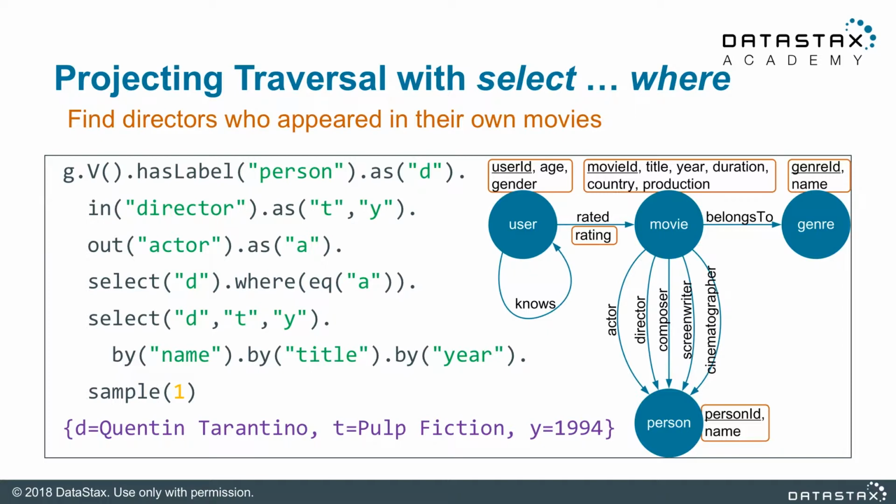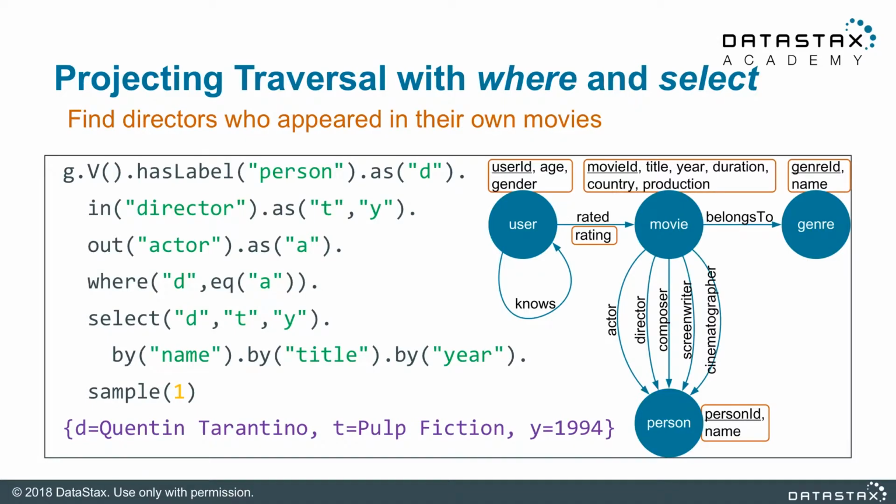The next select builds up the payload we want with the remaining values from the traversal: the directors, movie title, and the year of the movie. And hopefully this was one of the examples you imagined that you would come up with, Quentin Tarantino from Pulp Fiction in 1994.